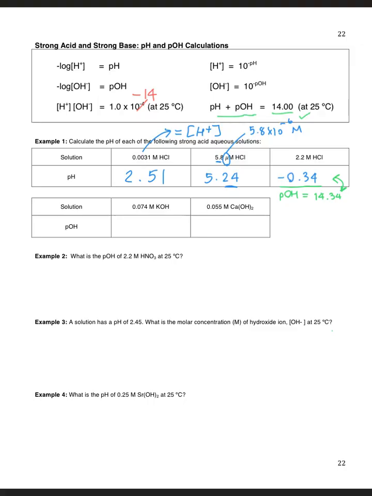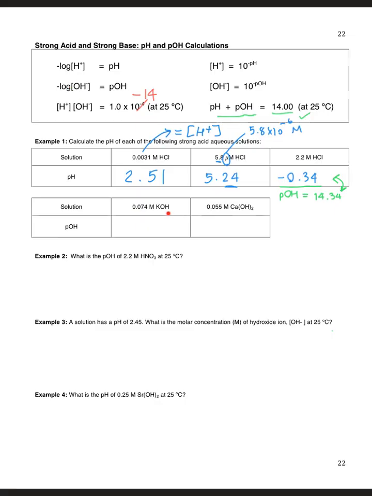The next table asks us to fill out the pOH value for these two base solutions. One is potassium hydroxide, the other is calcium hydroxide. Again, these two base solutions are strong bases. They both are among the 6 strong bases, so in this case, in order to get pOH, you are going to take the negative log of the concentration of hydroxide ions.